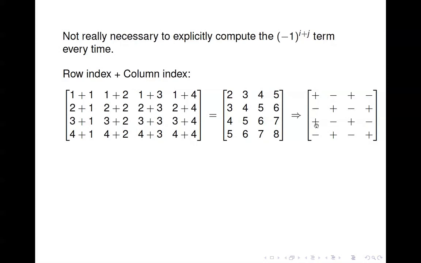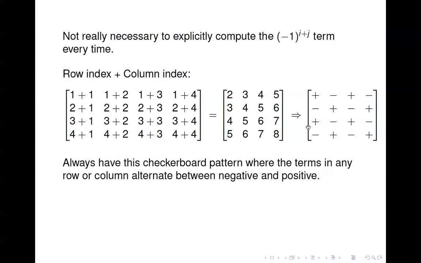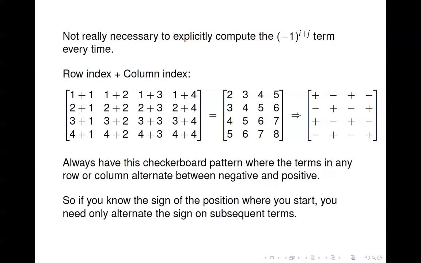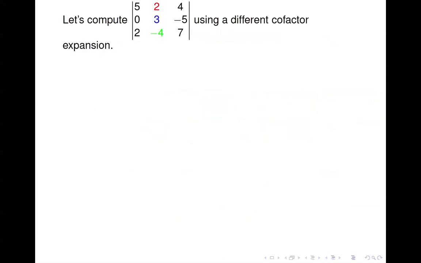So if you know the sign that goes with the first term in the row or the column that you're expanding about, then you only need to alternate terms after that, right? So you always have this checkerboard pattern, and you just need to alternate terms based on the sign of the position where you start. So let's look at this matrix again.